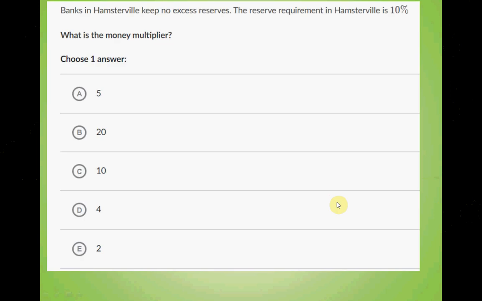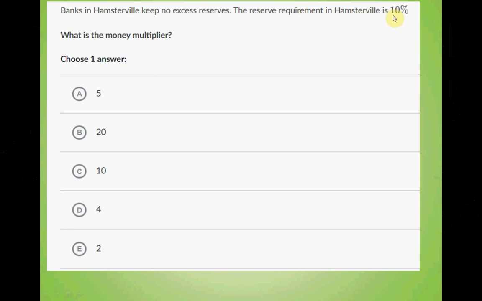All right, so let's do some review questions. Banks in Hamsterville keep no excess reserves. The reserve requirement in Hamsterville is 10%. So remember, excess reserves are what they loan out. Reserve requirement is what they are required by law to keep. What is the money multiplier? I like these kinds of questions because they give you information that is totally meaningless. Banks in Hamsterville keep no excess reserves. Who cares? That has nothing to do with the money multiplier. The money multiplier is about how those excess reserves can grow the money supply, but they're not asking us how much the money supply is growing. They didn't give us any numbers here, so we just need to figure out what the money multiplier is.